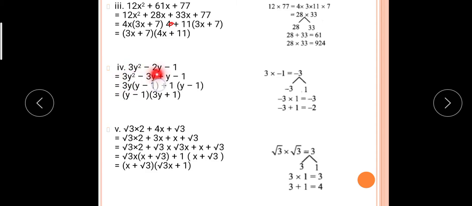So 3y square, what is minus 2y? Minus 3y and plus y. So minus 3y plus y minus 1. 3y is common in the bracket y minus 1, plus 1 is common, so minus y minus 1. So in the first bracket y minus 1 is common in both terms, and the remaining is 3y plus 1.